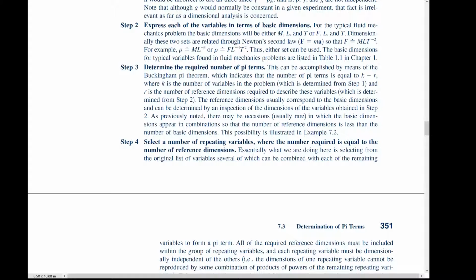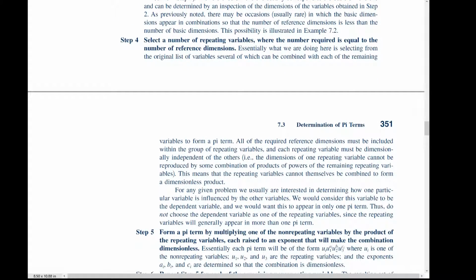As previously noted, there may be occasions, usually rare, in which the basic dimensions appear in combinations so that the number of reference dimensions is less than the number of basic dimensions. This possibility is illustrated in Example 7.2. So what was that? Previously noted, it's the basic dimensions, reference dimensions less than the number of basic dimensions. Interesting. Hopefully I'll know what that means soon.